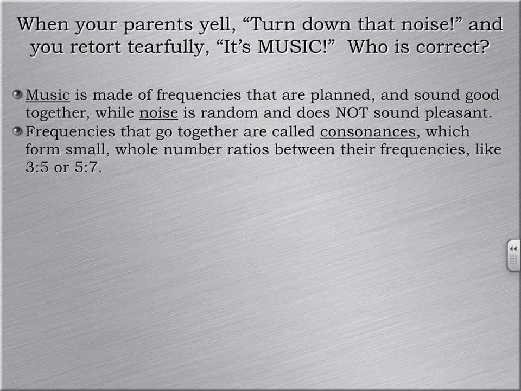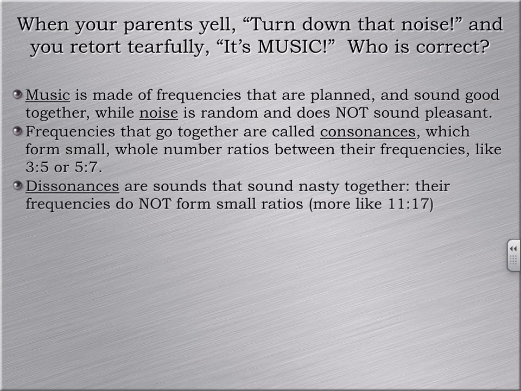That's a really high number ratio. It's like 11 to 17 or 235 to 392 or something weird like that. So we end up with these things that don't sound good. So the ones that do sound good are called consonances. The ones that do not sound good are called dissonances.